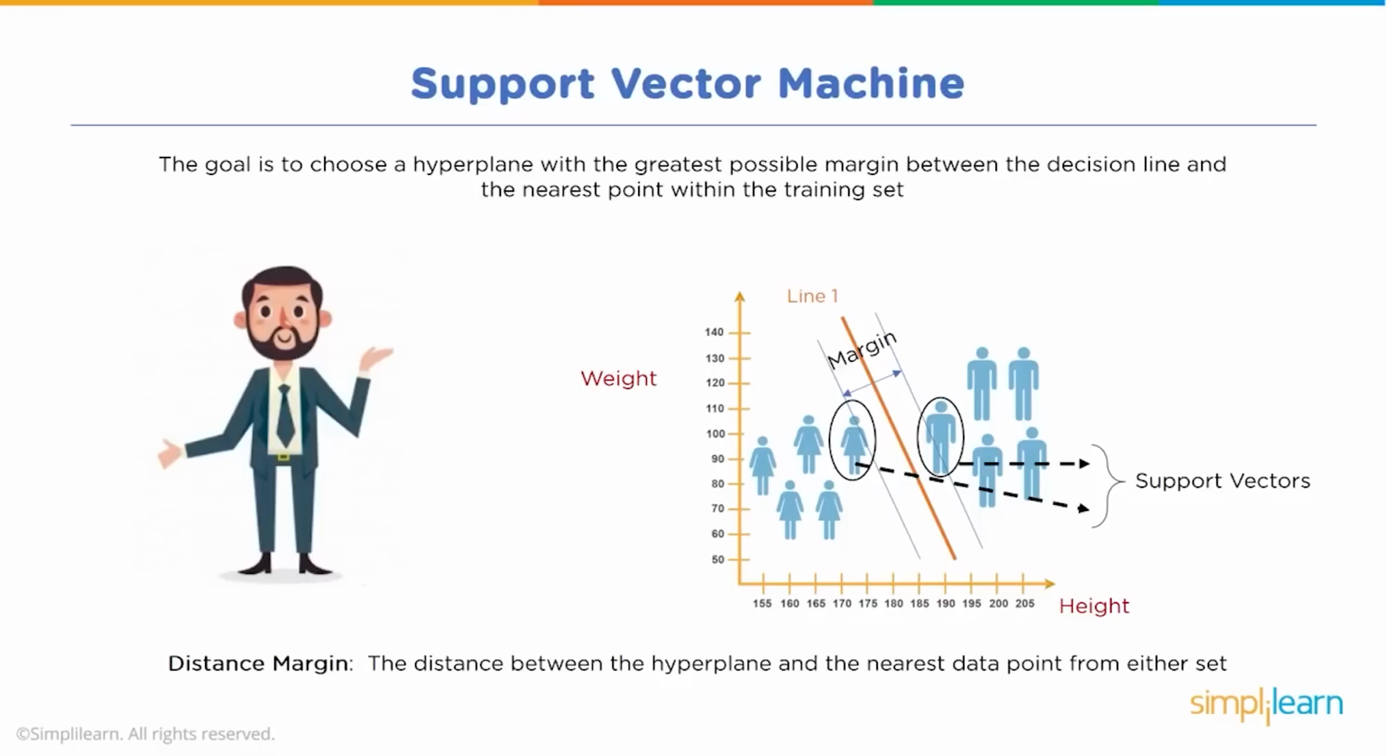The goal is to choose a hyperplane, and that is one of the key words they use when we talk about support vector machines.